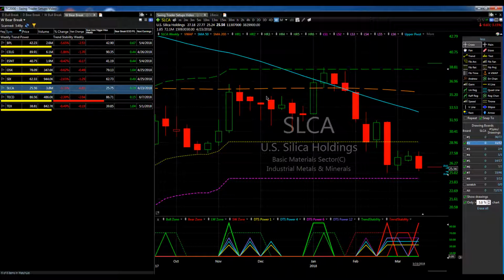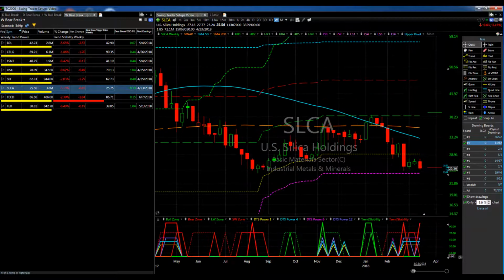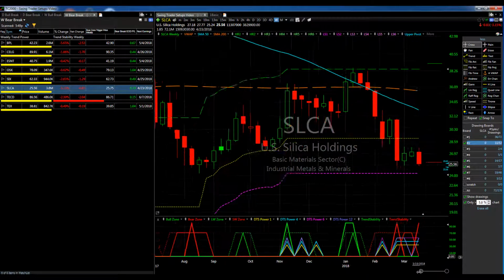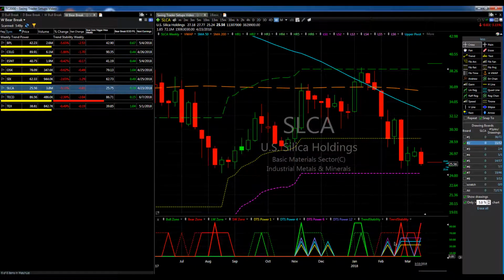SLCA, pretty long little sideways consolidation here on the weekly. Goes all the way back into last summer. If you want to look at more of the chart, it goes way back there. And it's been building momentum here. It came in a few weeks ago, if you remember. That's why we show you the chart. Bears on alert.